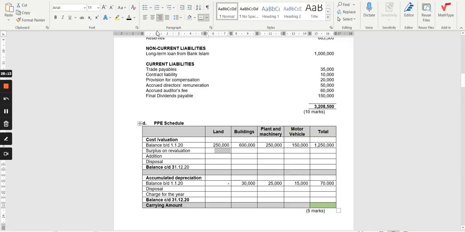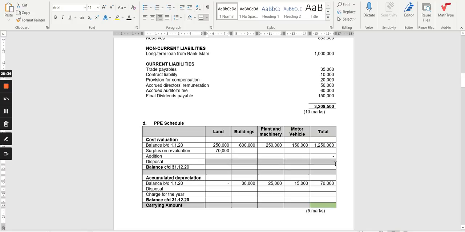Surplus is only for land. Put that there. Addition, in this question, there are no addition unless you have purchased an asset or you have incurred some subsequent expenditure that improve the future economic benefits or the value of the company. That has to be included here, none.